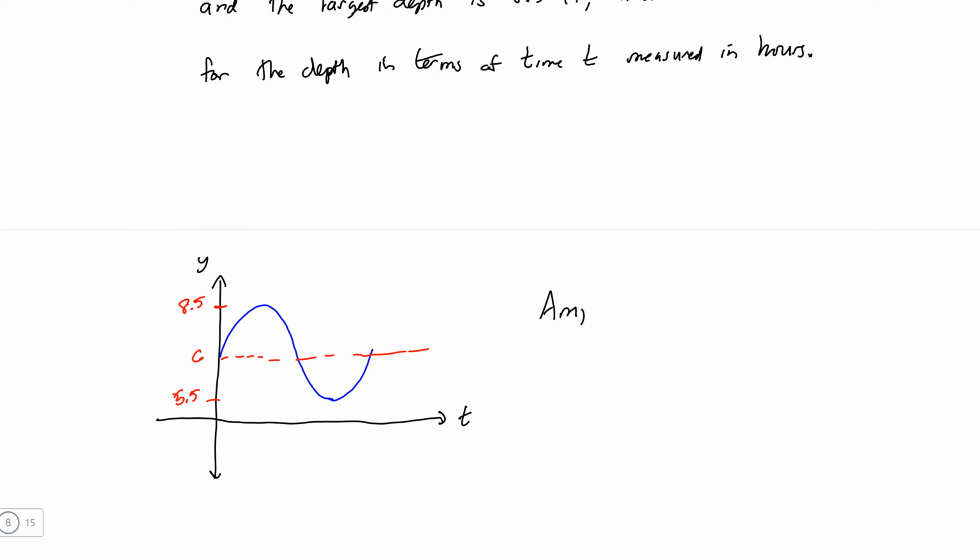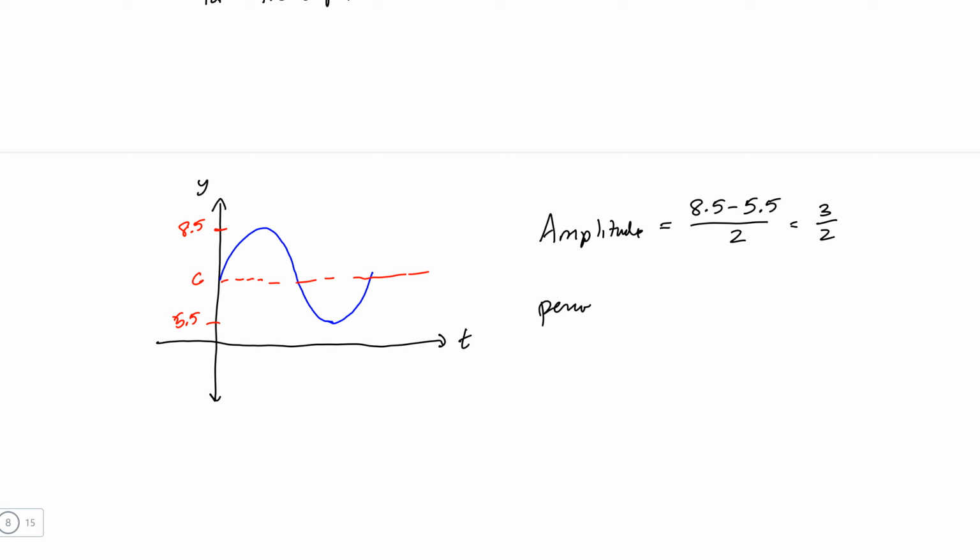So notice the amplitude here. Remember, this is a rough sketch. I haven't put any labels on the t. This is just to help us figure things out. So this is 8.5 minus 5.5 over 2, so this is 3/2. And then my period, we said, was 6 hours. So this distance from here to here is 6, and this should be 2 pi over b, which means b should be 2 pi over 6, which is pi over 3.